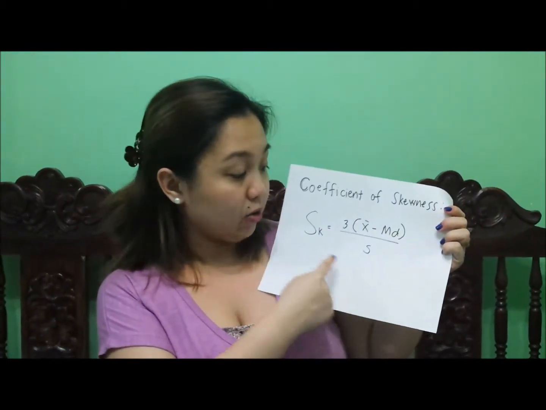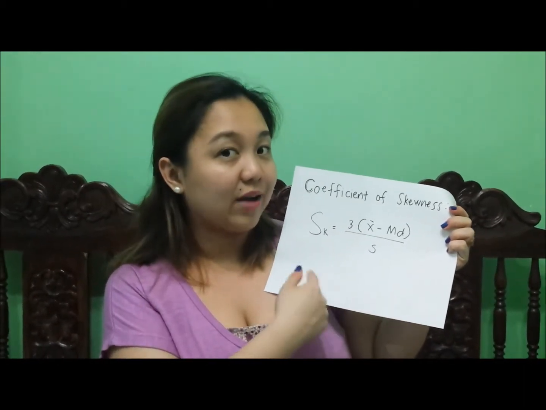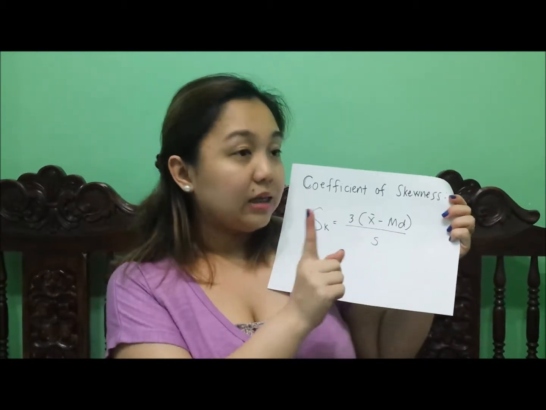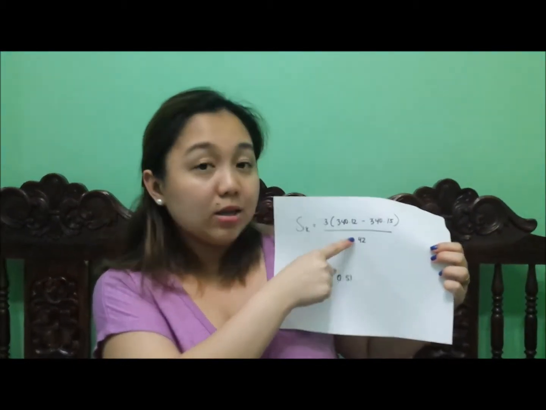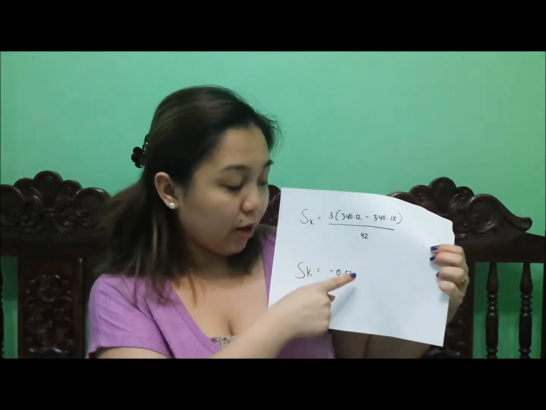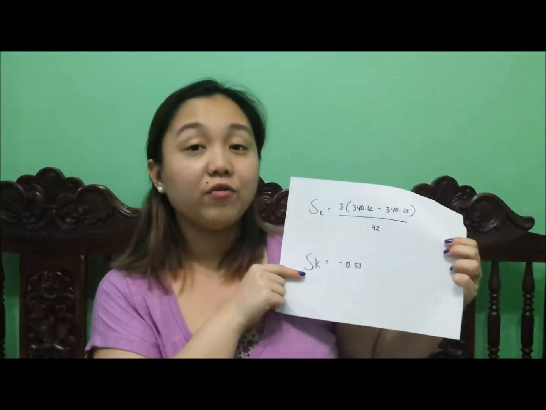Now, let's discuss the measure of shape. For the measure of shape, I've used the coefficient of skewness, which has this formula. Sk is equivalent to 3 times the mean minus the median, divided by the sample standard deviation. With that, we have 3 times the mean, 340.12, minus 340.15, the median, divided by 0.42. So, we have a result of negative 0.51 coefficient of skewness.